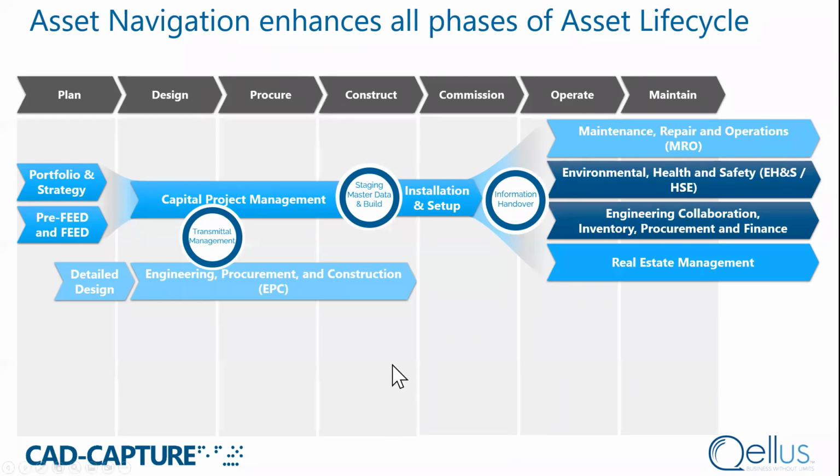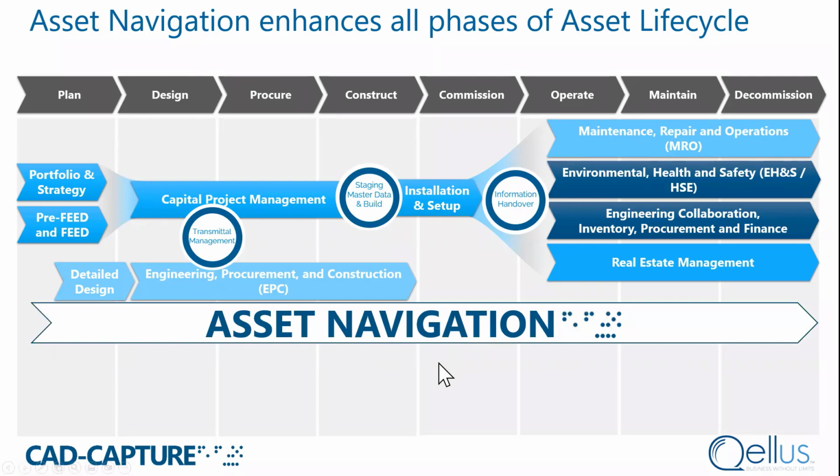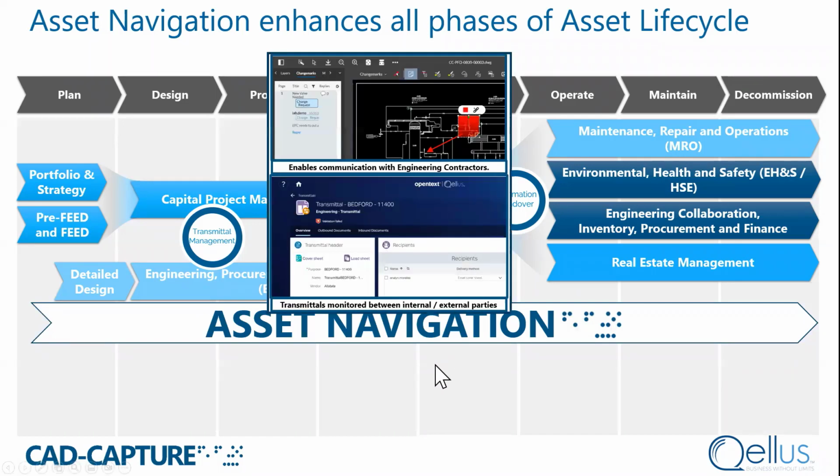And then a much kind of forgotten piece is decommissioning. If we have a lot of engineering drawings and we're using them for years or decades, when we change things or decommission items and replace them with new ones, we need to also make sure that we can communicate those changes effectively to the engineering companies, the EPC companies, et cetera. So next arrow down. Asset navigation is handy, and Cad-Capture functionality is used in all of these asset lifecycle phases. And I'll show you a few examples of those.